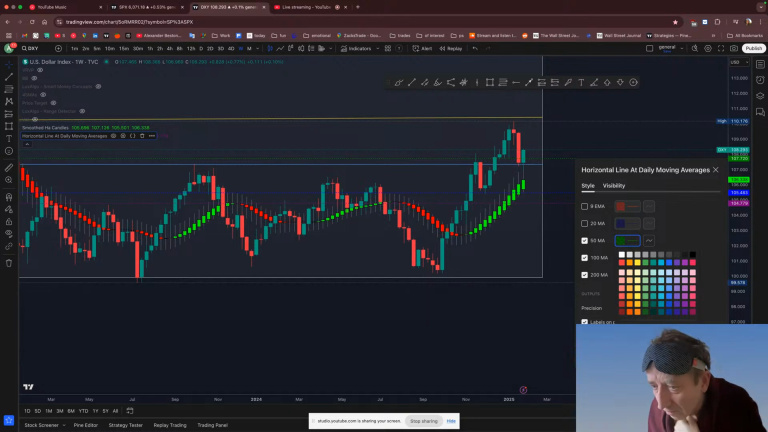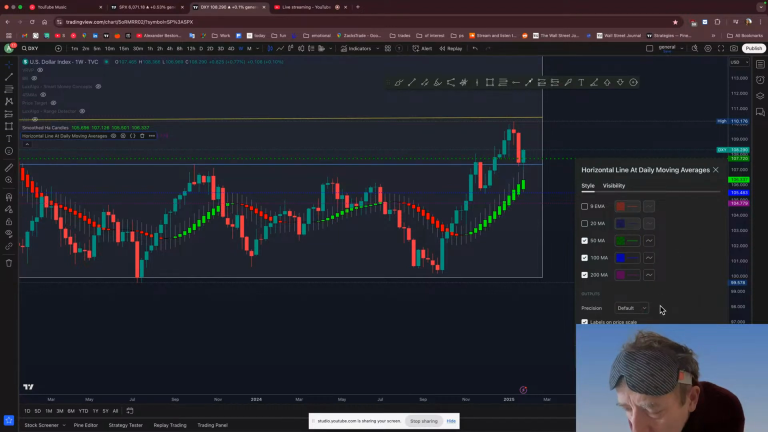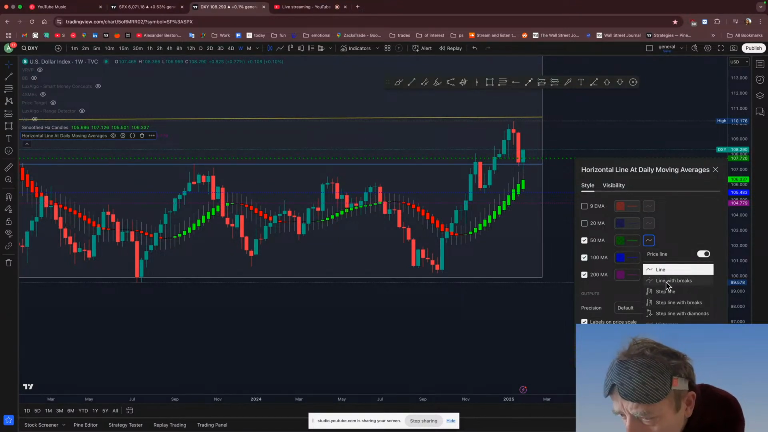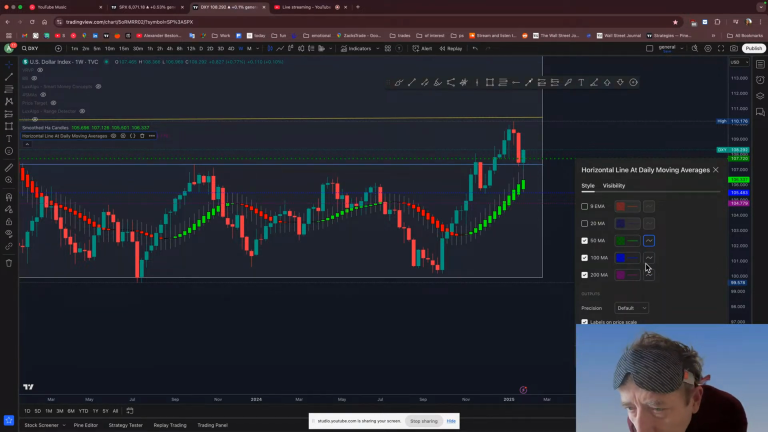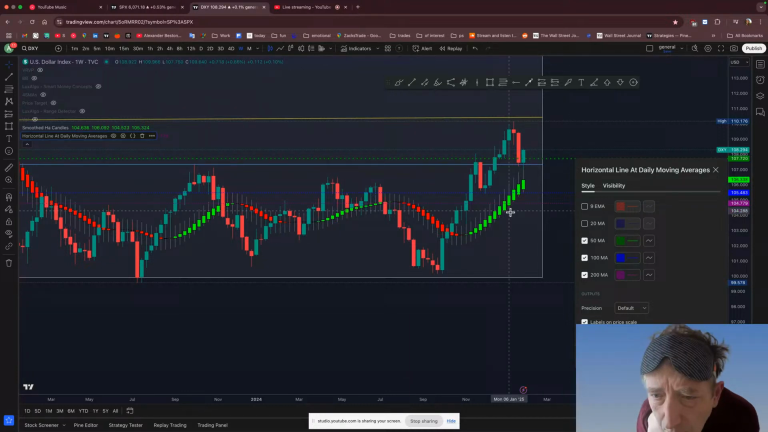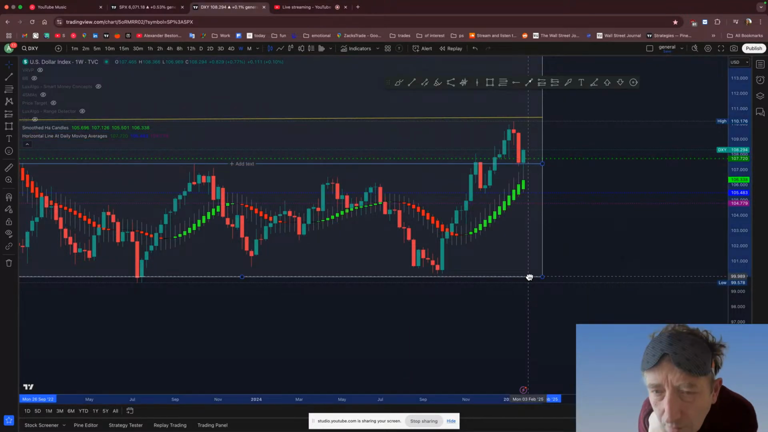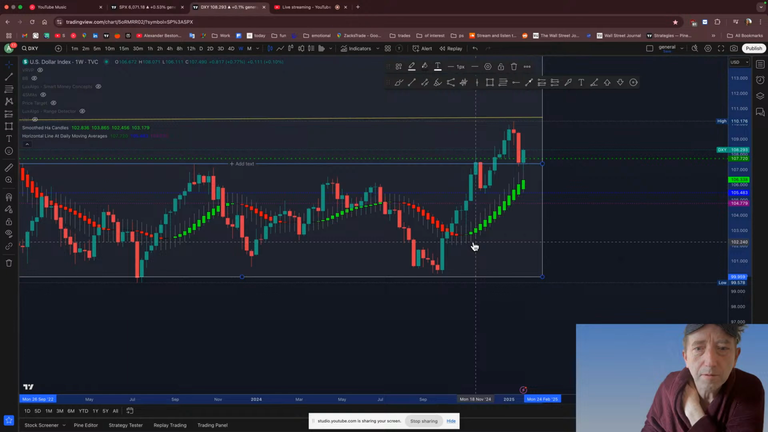Sorry. Let's make that a bit bigger. It's dotted at the moment. No, it's dotted, doesn't matter. That's the 100. That's the 200, 50. And what's this line here? That's the midline.